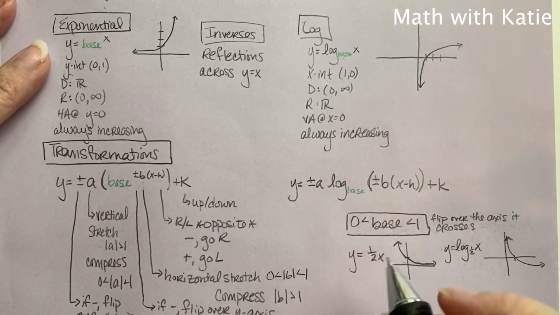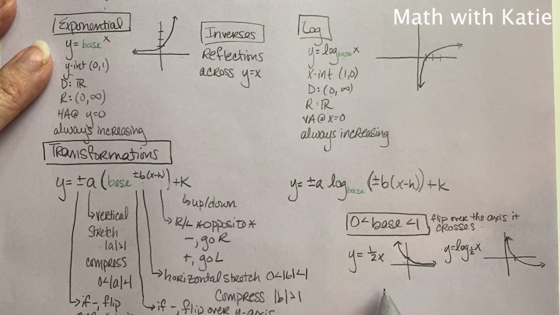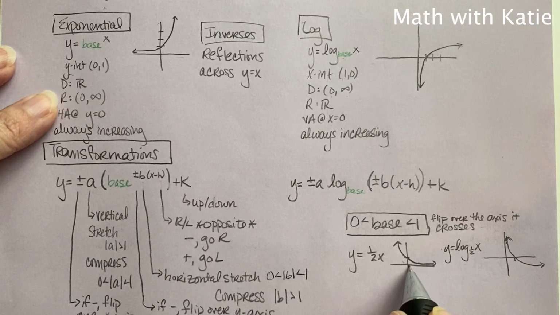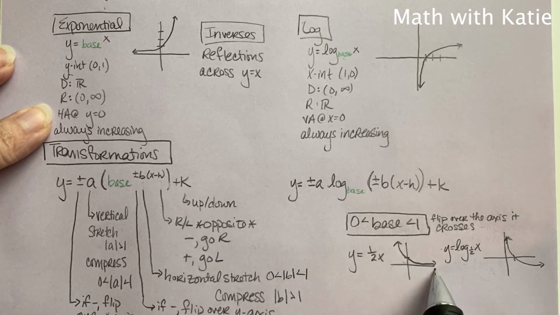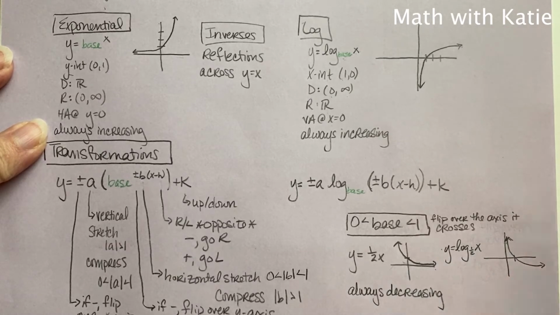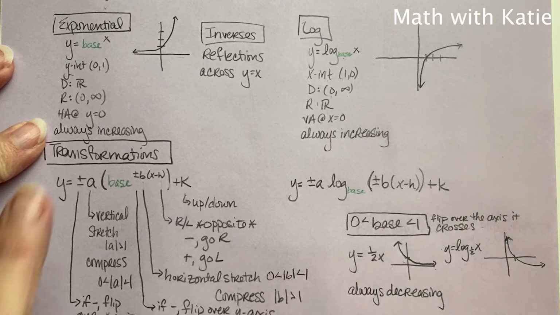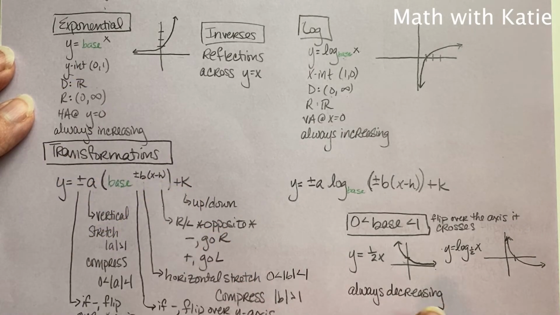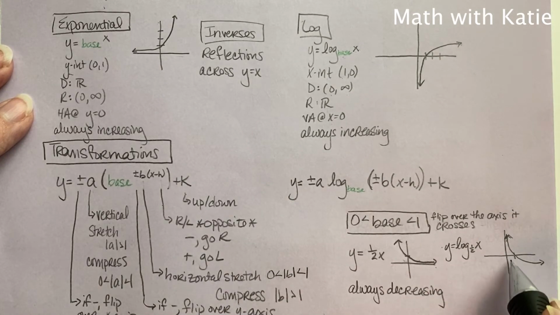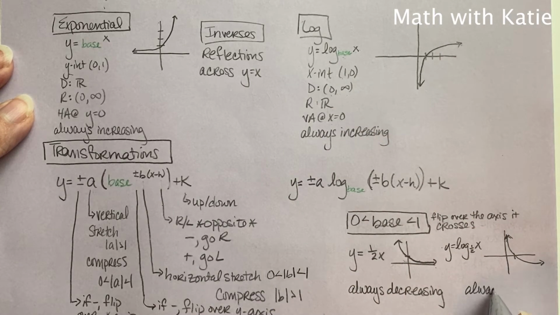So our y-intercept is still (0, 1). Our domain is still all real numbers. Range is still 0 to positive infinity. Horizontal asymptote at 0. The only thing that changes is now it's always decreasing. And you may recognize this from word problems that talk about exponential growth or exponential decay. And this one, again, all the same aspects, except now again, it's always decreasing.